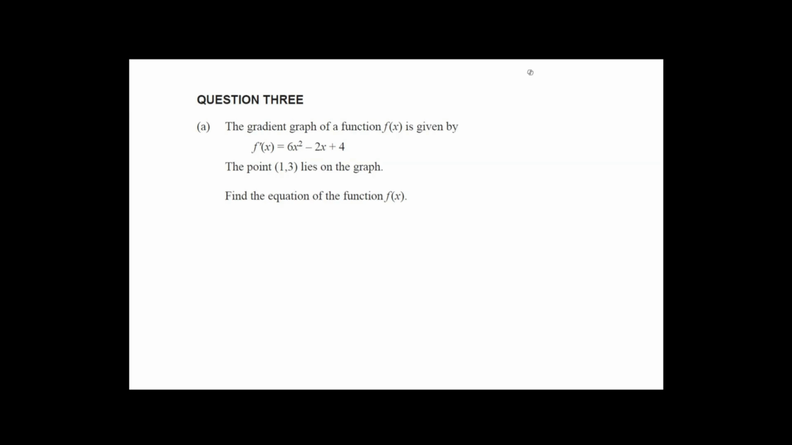So the gradient graph of the function f of x is given by f prime of x. It's already differentiated, so it implies we're going to need to differentiate it. 6x squared minus 2x plus 4, and the point 1, 3 lies on the graph. This is what's called an initial condition. Find the equation of the function f of x. So what we're going to do is integrate that and put in the initial condition, because that helps us find c.